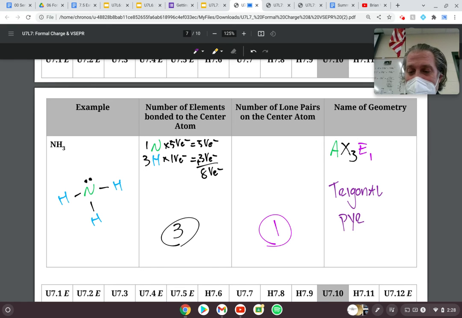Careful what you say. Trigonal pyramidal. Nope. Oh no. Yeah, right. Trigonal. So this is our shape, right?